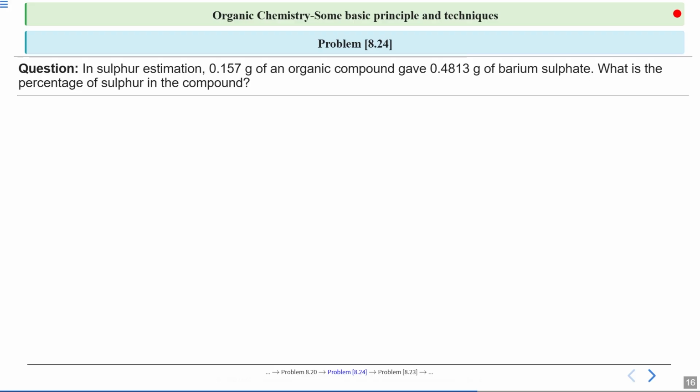Next one, in sulfur estimation of 0.157 gram of an organic compound, it gives 0.4813 gram of barium sulfate. Now, what is the percentage of sulfur in the compound? You have to determine that.